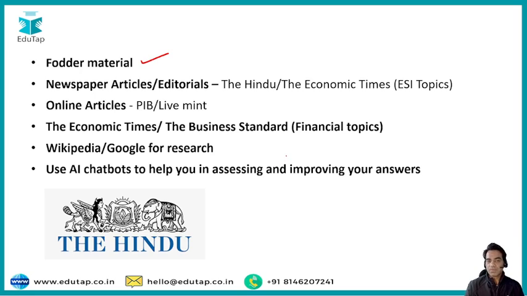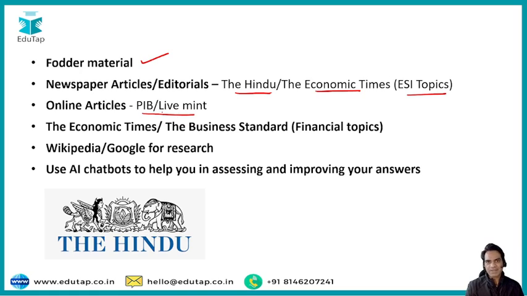Then now, obviously, over the period of time, there will be a lot more current affairs that you would be expected to cover. So for newspaper editorials or articles, I think The Hindu and the Economic Times are good for your economic and social issue based topics. Now, online articles from PIB and Live Mint are also relevant. You should read them about what is going on around you, current affairs, science and technology.